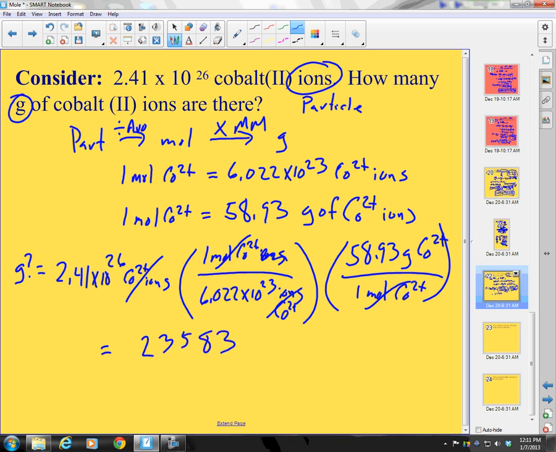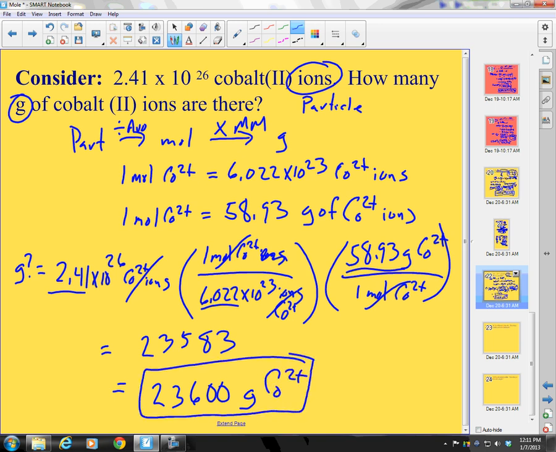Ooh, a big number, 23583. How many sig figs? I get 3 here, 4 here, 4 there. That means I can only have 3 sig figs. So this becomes what? 23600 grams of cobalt-2. Got it? Makes sense? Excellent.